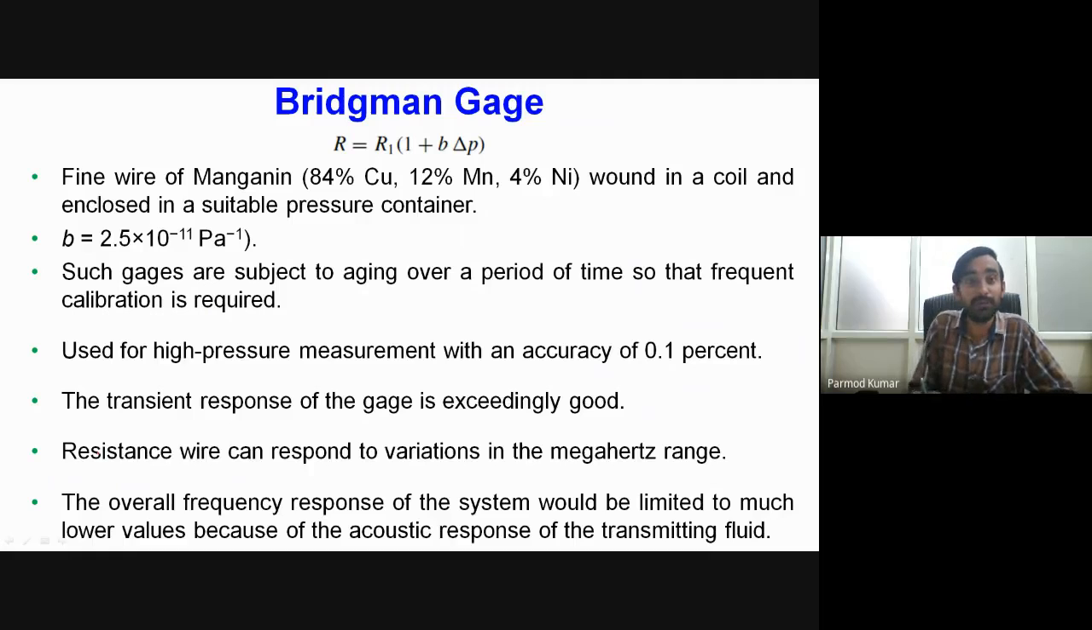But before that, one important type of gauge is left for the measurement of high pressure. That particular type of gauge is known as the Bridgman gauge. This Bridgman gauge is basically based on the principle of change in resistance of a wire depending upon the change in pressure. What we do in this type of gauge is take a container, and inside this container we have a certain wire, and this wire has some resistance.